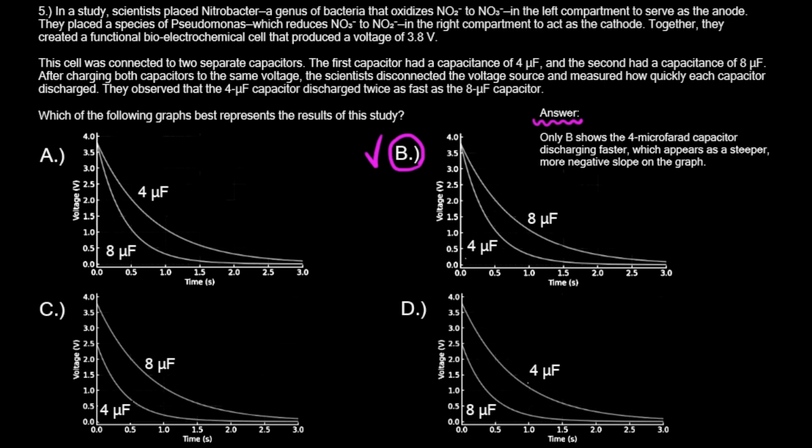Now we're left with options A and B. Both start at the same voltage, but only B shows the 4 microfarad capacitor discharging faster, which appears as a steeper, more negative slope on the graph. That's why answer choice B is correct.